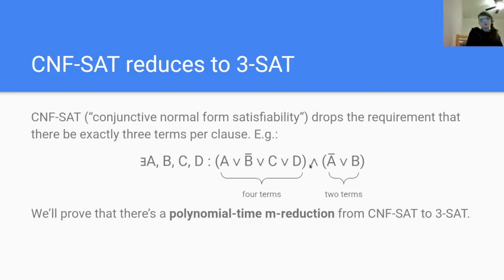And we are going to prove right now that there is a polynomial time many-one reduction from CNF SAT to 3 SAT. Reminder what that means: we're going to be able to take something that solves 3 SAT and use it to solve CNF SAT. And the thing we're going to write to do this is going to run in polynomial time. That's a requirement here. We are usually interested in polynomial time reductions.